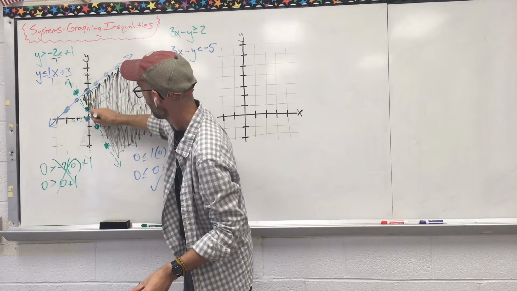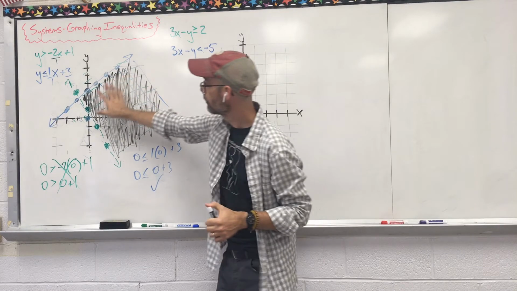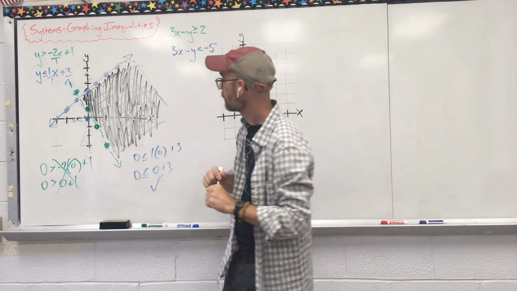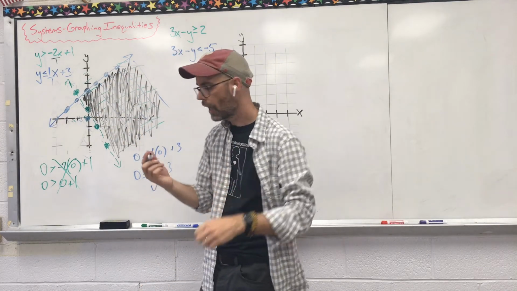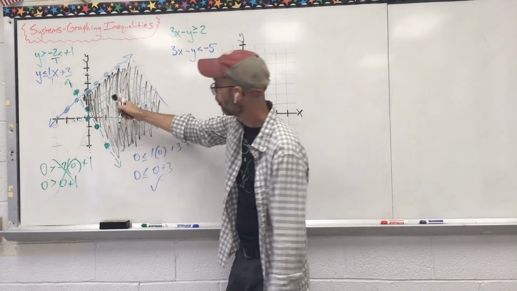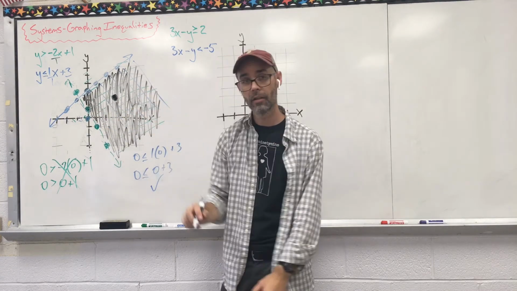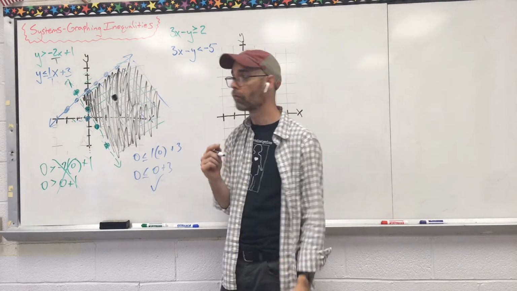My answer is everything colored in right now. All of this black is an answer. Yes. So if I were to put a few dots on here, a few coordinates, if I said that coordinate right in the middle, is it a solution? Yes. Why? Because it's in the colored in area where both overlap.